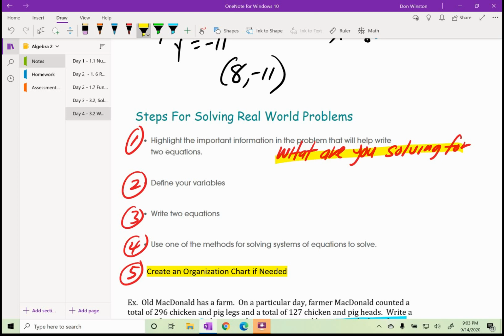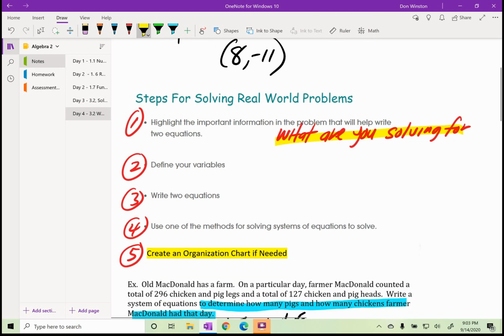2, you'll define your variables. 3, you'll write two equations. 4, you'll use one of the methods, either substitution or elimination, to solve. And the fifth one, I like to add. I got this from the internet, but I always add number 5. Sometimes it helps to create an organization chart, and you'll see what I mean.